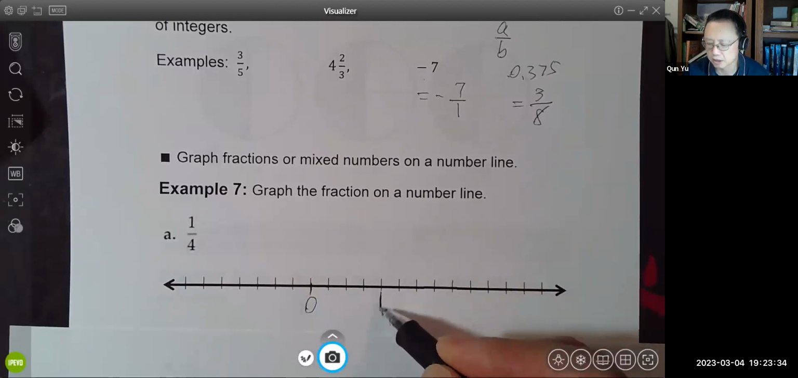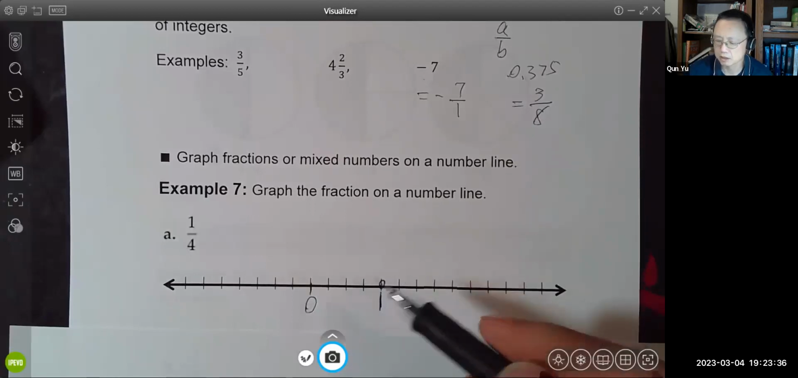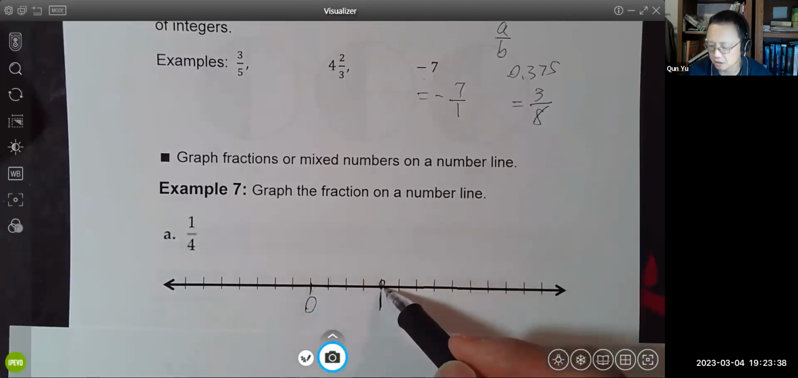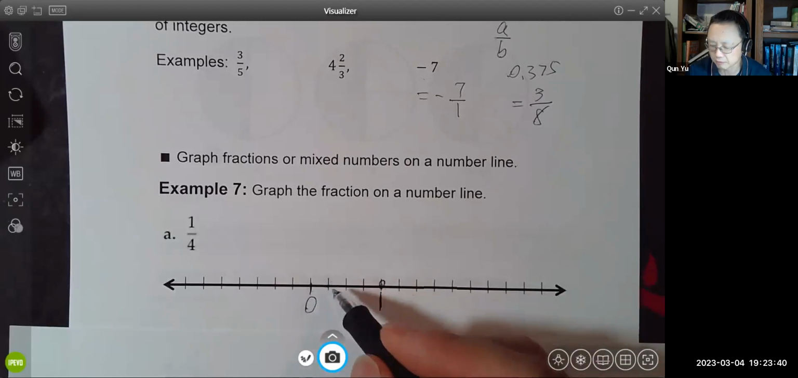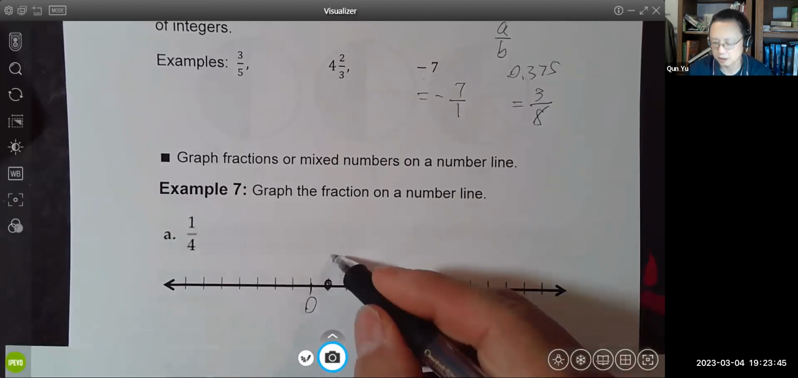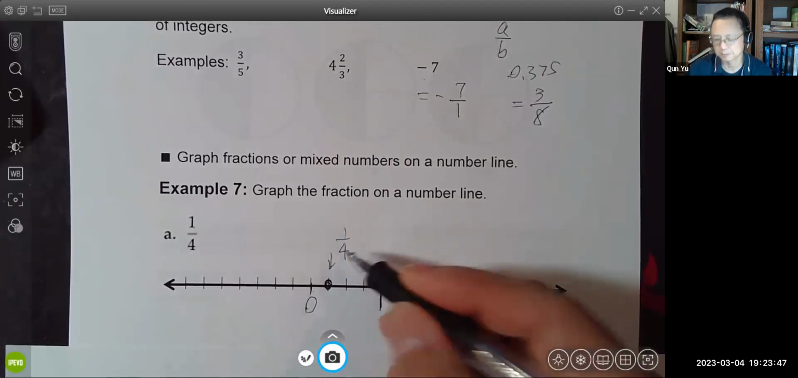So if I call this point 1, where's 1/4? Divide the whole thing into 4 parts. The one part is 1/4. We're talking about this point. This point is 1/4.